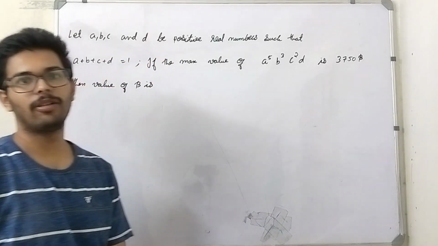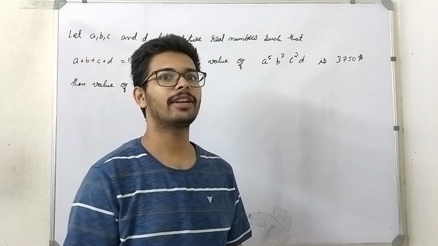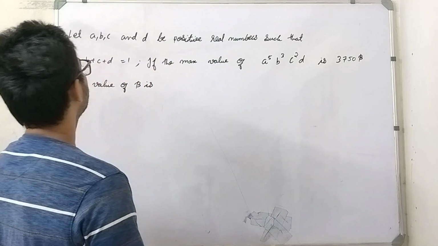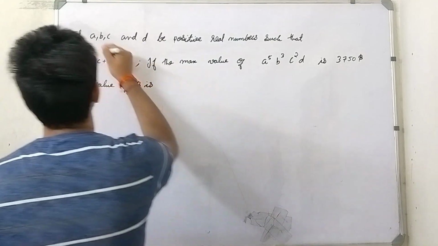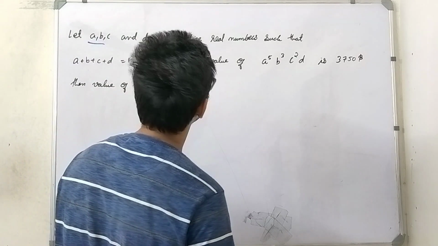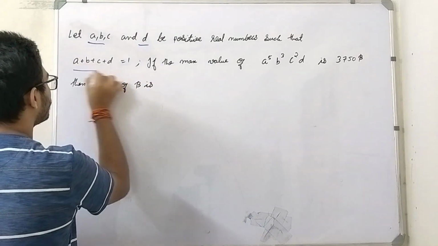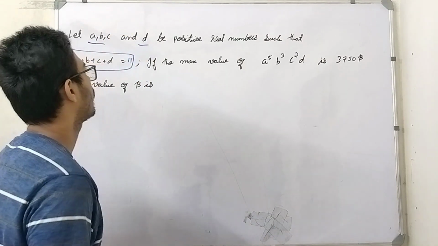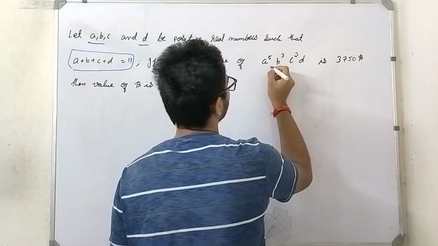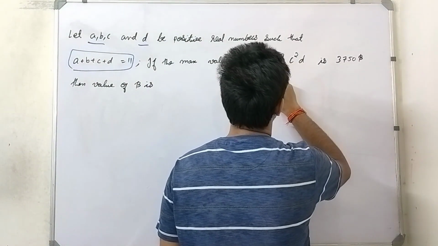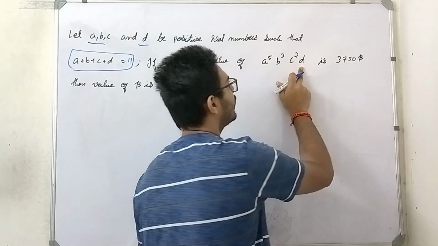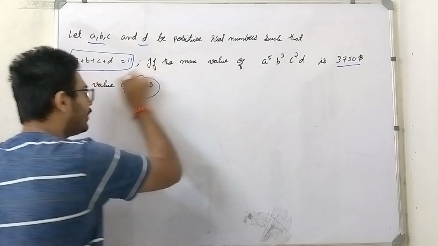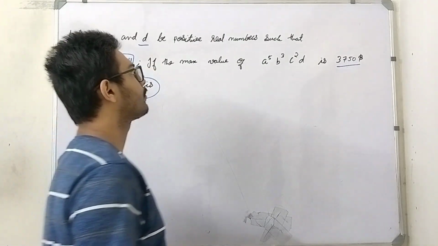In this video, we will be solving a question from Sequence and Series, and this question came in the last JEE Mains in 2023. Let a, b, c, d be positive real numbers such that a plus b plus c plus d is 11. If the maximum value of a raised to 5, b cube, c square into d is 3750 beta, then we need to find the value of beta. How will you find the value of beta?